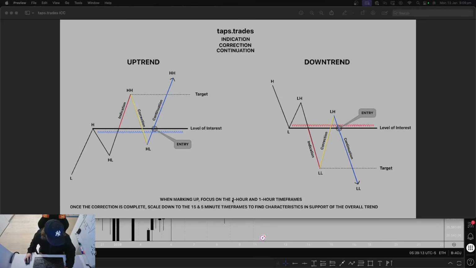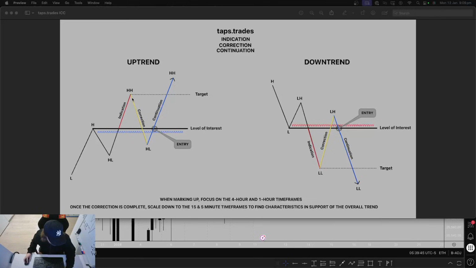So if the 4 hour is in an uptrend, we want the 1 hour to be in an uptrend, and vice versa. If we're looking at an uptrend, we're looking for a low, a high. Price then creates a higher low, creating a higher high. Once that higher high has been created, that's our first phase, which is the indication phase. So what we can do at this point in time is draw our level of interest at that previous high, and then we wait for the second phase to play out, which is the correction phase.